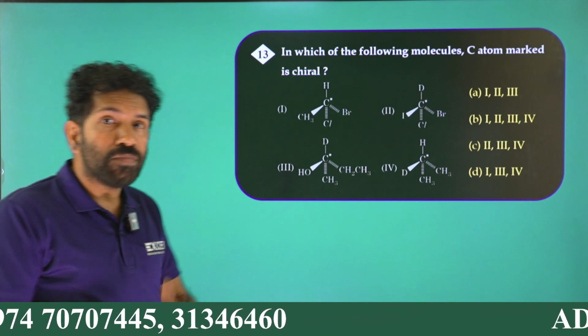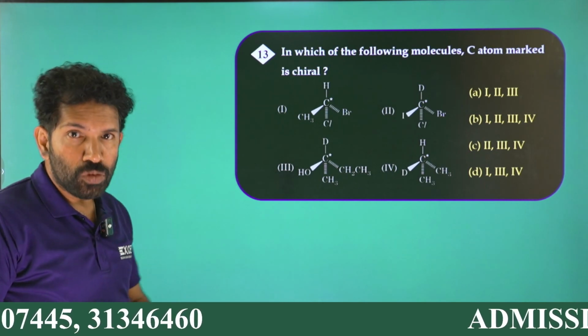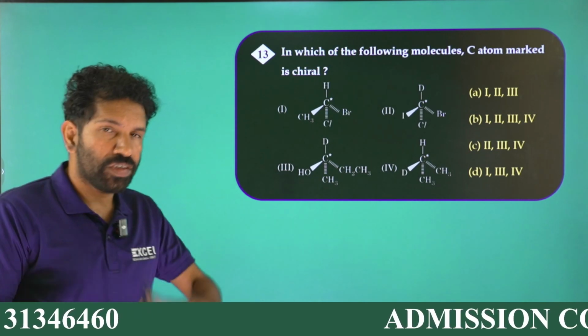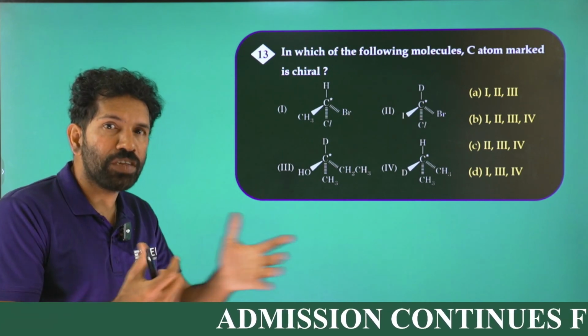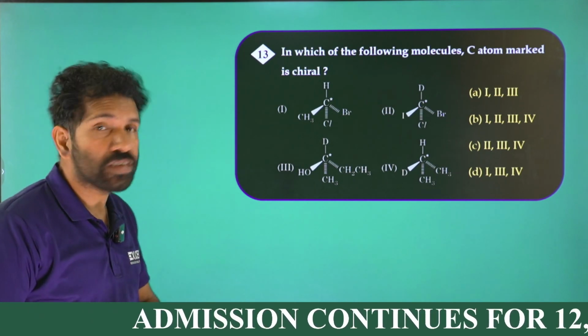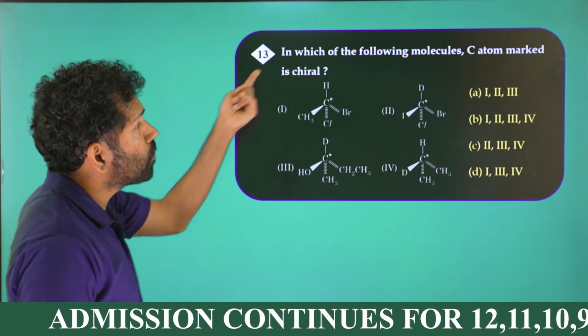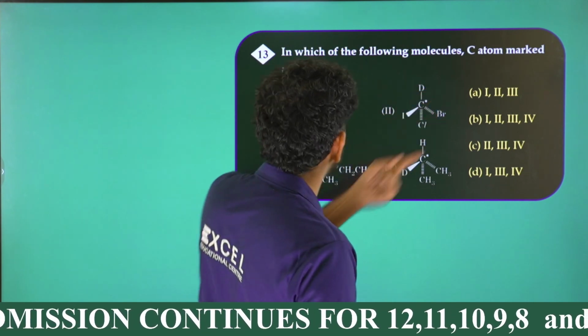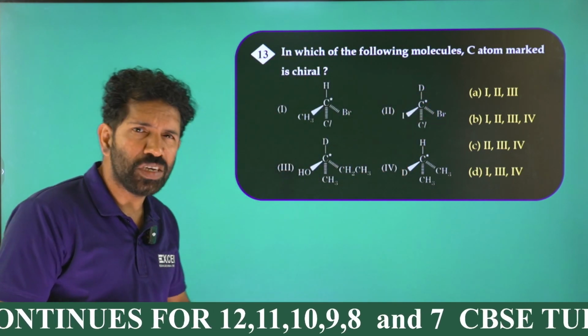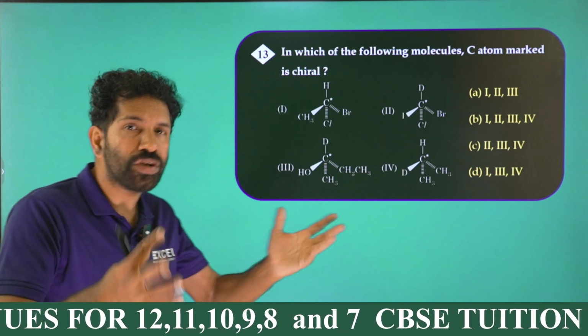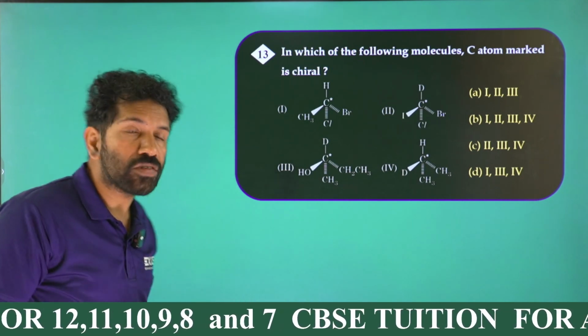Now we are talking about optical activity, optical isomerism and everything. What is the condition for optical activity and optical isomerism? Wait, we'll discuss this question. In which of the following molecules is the carbon atom marked chiral? This is a last year board exam question. So easy, this is the simplest question. You already studied this topic, right?